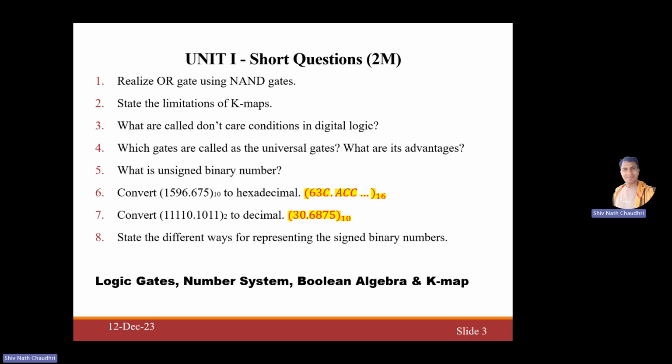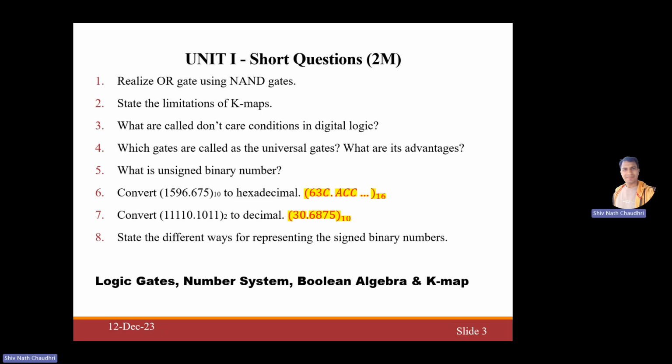And this first question is realize OR gate using NAND gate. So NAND gate is a universal gate and you have to draw only OR gate using NAND gate. So when you draw OR gate using NAND gate, you require 3 NAND gates.